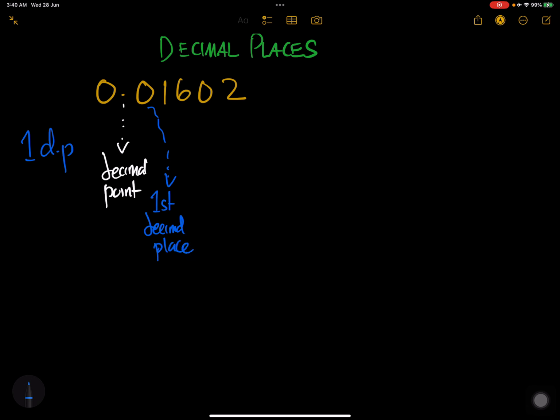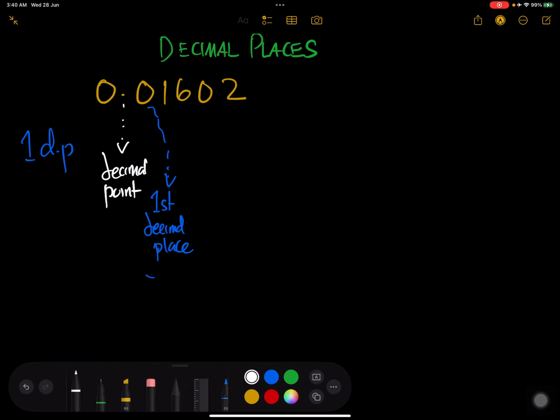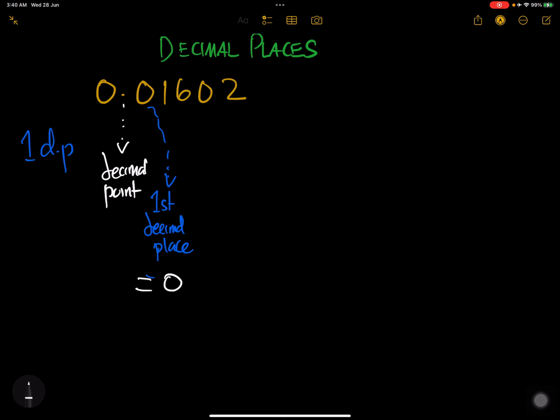So if they say to write this to one decimal place, since it's a zero, it means that this whole thing is going to be equal to zero, because the first decimal place means zero on its own. You can tell that it's zero because when you go to the number after it, this number is less than 5, it's not equal to 5, so it's zero.